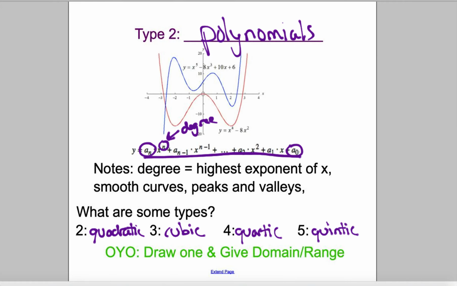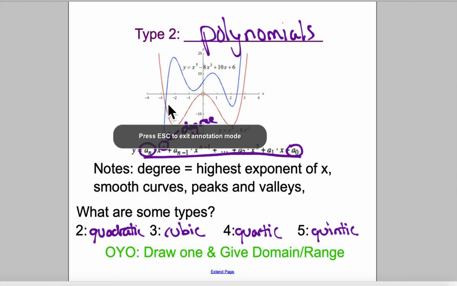So on your own, I want you to draw one, give it a domain and range. Now, keep in mind that could be different depending on how you drew it. Like if you look, for example, at this one, this blue one has a range of all real numbers because it's going to go down to negative infinity and up to positive infinity.